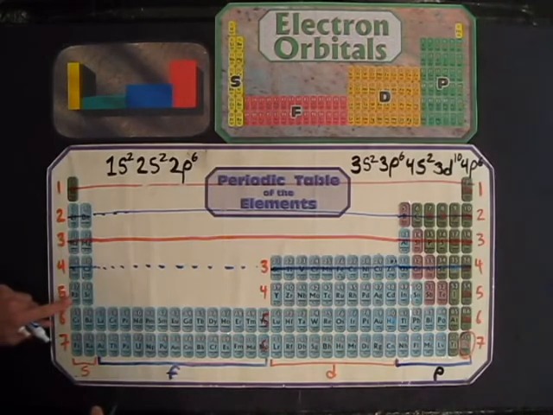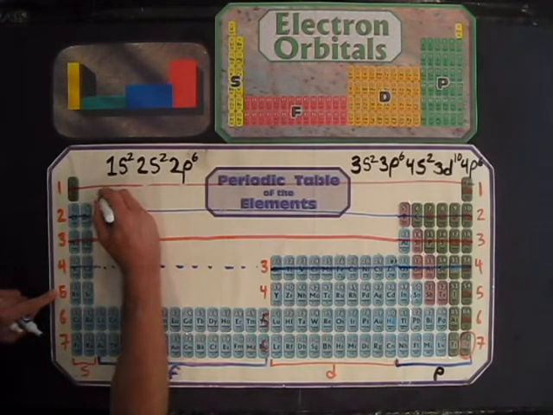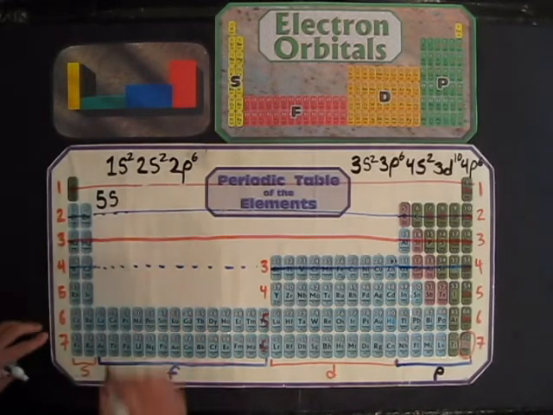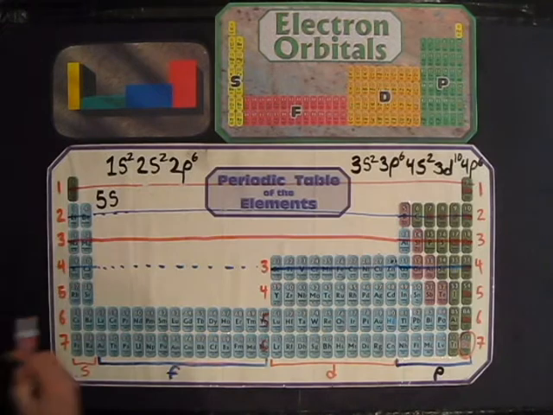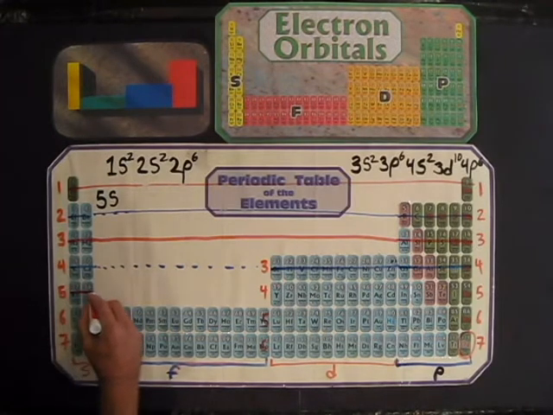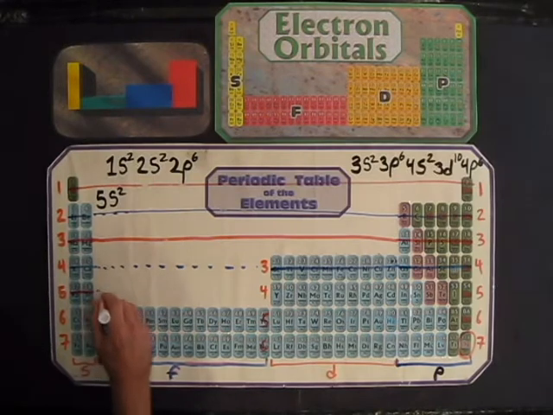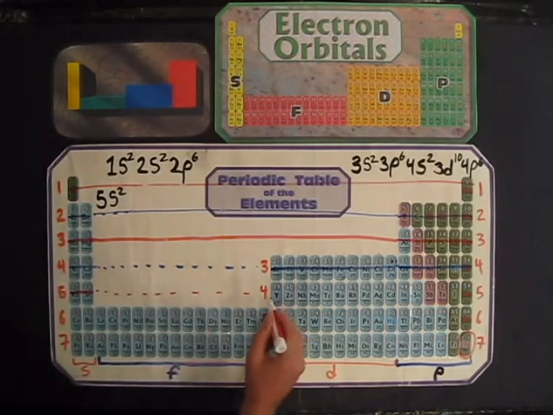So this, what's this going to be? You know. Well, it's 5. We've got 5. And it's the S block, so it's S. And how many can that hold? That can hold up to 2. So I'm going to put 5S2. And then dot, dot, dot, we cross over to here.